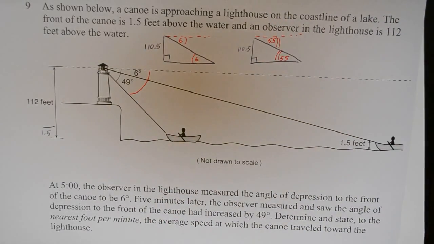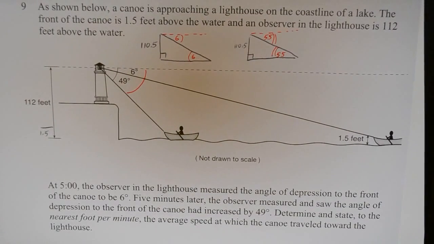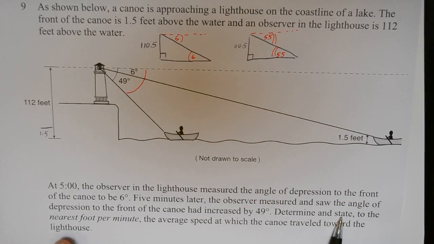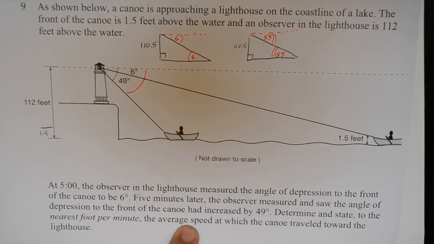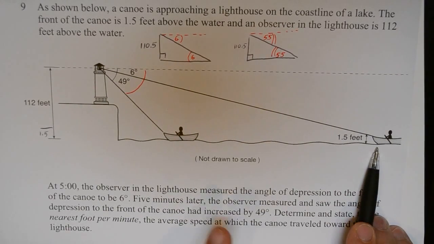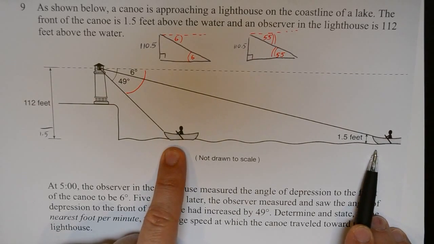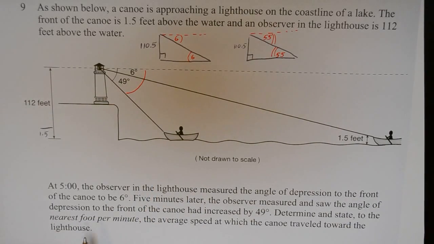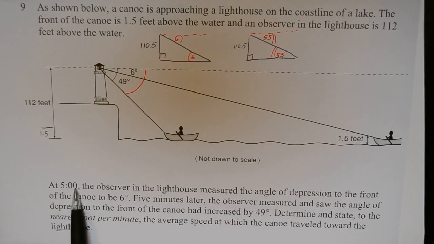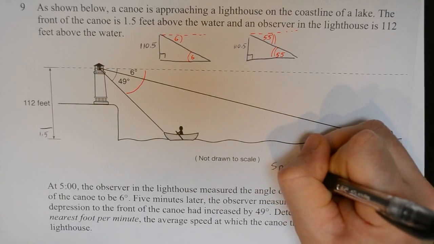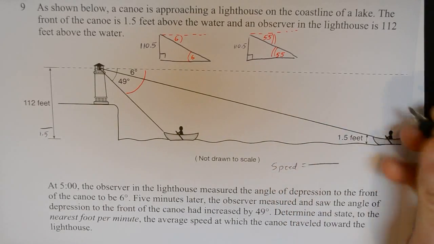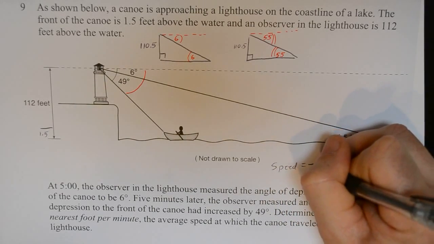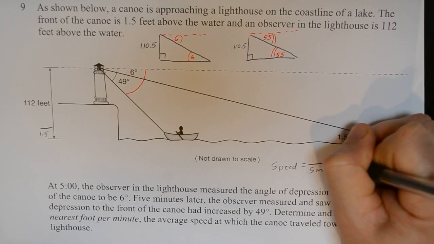So what are they asking us to do anyway? I'm really just decoding the problem at this point. Determine and state to the nearest foot per minute the average speed at which the canoe traveled towards the lighthouse. So what we want to know is between here and here, how fast was this canoe going on average? Well, speed, they're telling you right here, is feet per minute. So my answer is going to be in feet per minute. I know the minutes, it was 5, right? So the speed is just going to be the number of feet divided by 5 minutes.